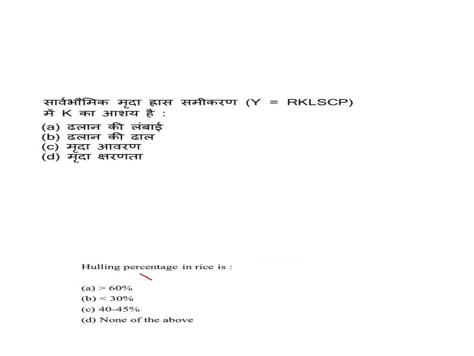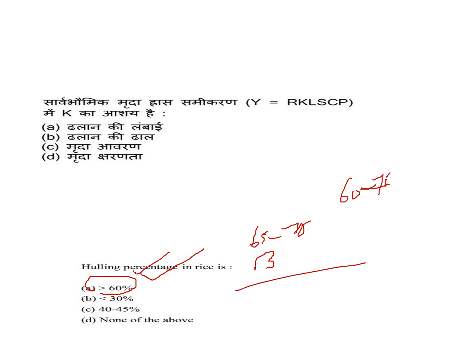Hulling percentage of rice is generally greater than 60%. It will vary from variety to variety and generally between 65 to 75% or 60 to 75%. The formula for hulling percentage is weight of brown rice divided by weight of paddy or unhusked rice into 100. This gives hulling percentage. It will vary from 60 to 75 percent.